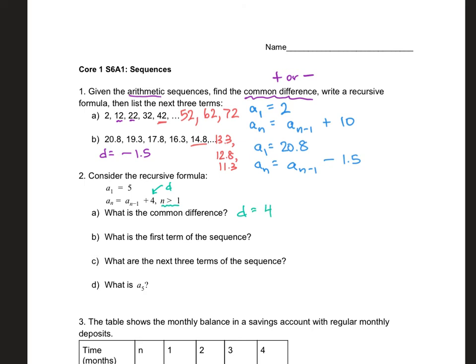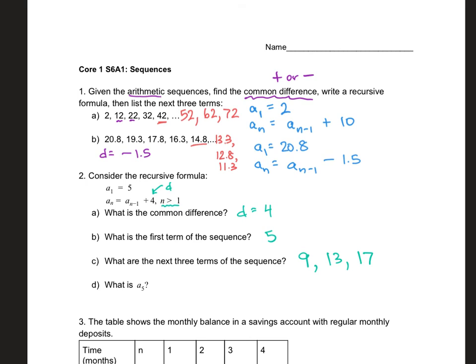In part B, it asks us what is the first term of the sequence. Well, a sub 1 equals 5, so the first term is 5. What are the next 3 terms of the sequence? Well, we're going to take that previous number, the 5 in the sequence, and add the common difference. 5 plus 4 is 9. Repeat that process. Recursion means to repeat. 9 plus 4 is 13. 13 plus 4 is 17. Those are the next 3 terms.